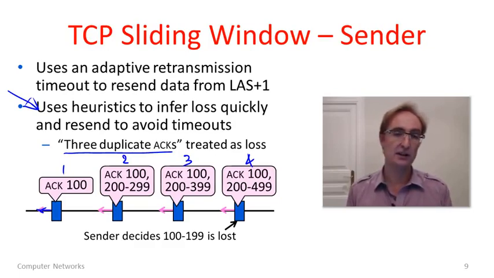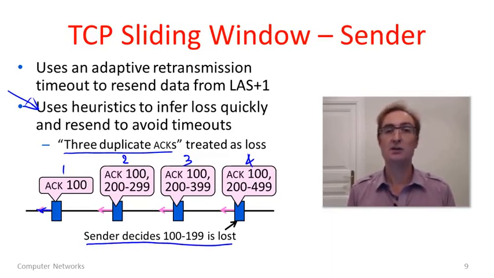Well, at this stage, you don't have to be a genius to think to yourself, well, I guess that bytes 100 to 199 have just been lost. That's what happened. That explains this hole. The sender uses this heuristic to decide that that data range has been lost and resend it, hopefully before the timeout goes off.